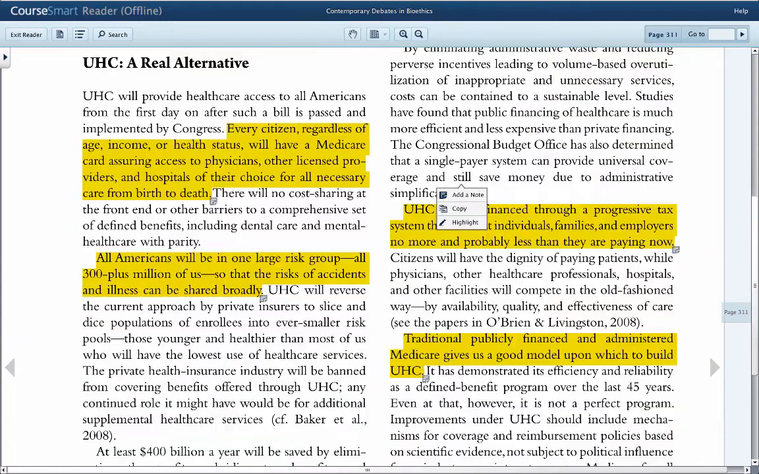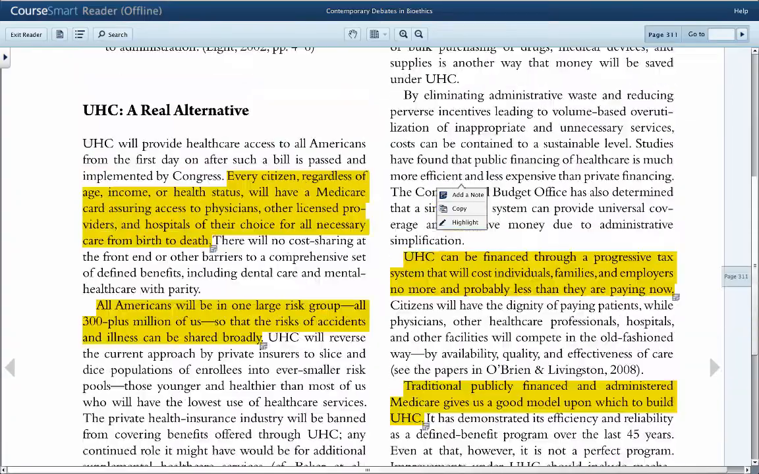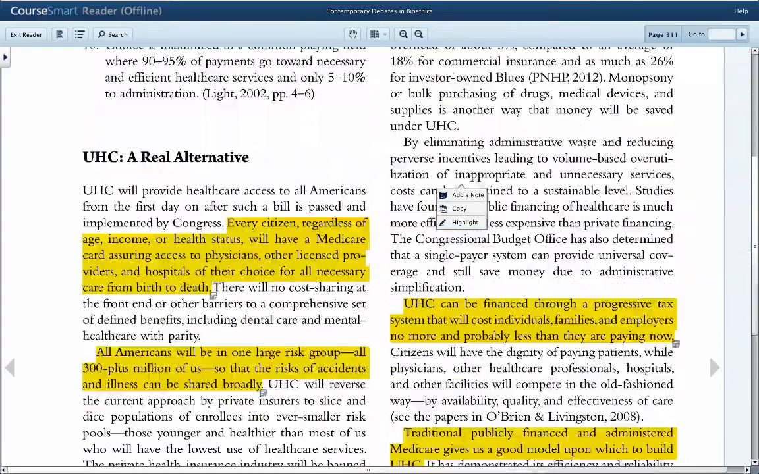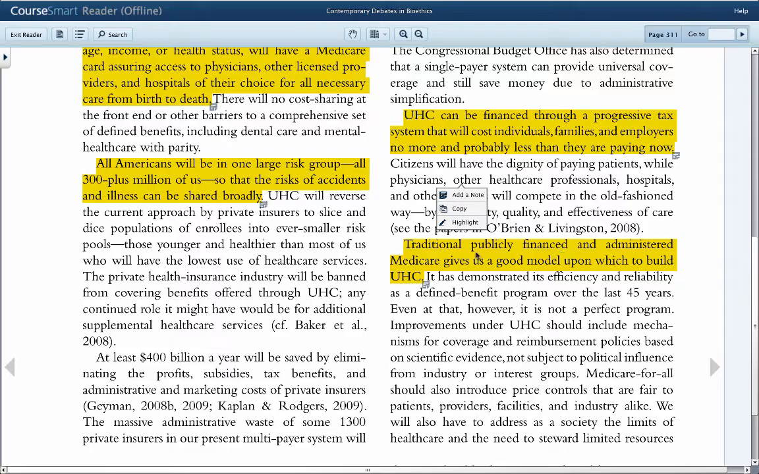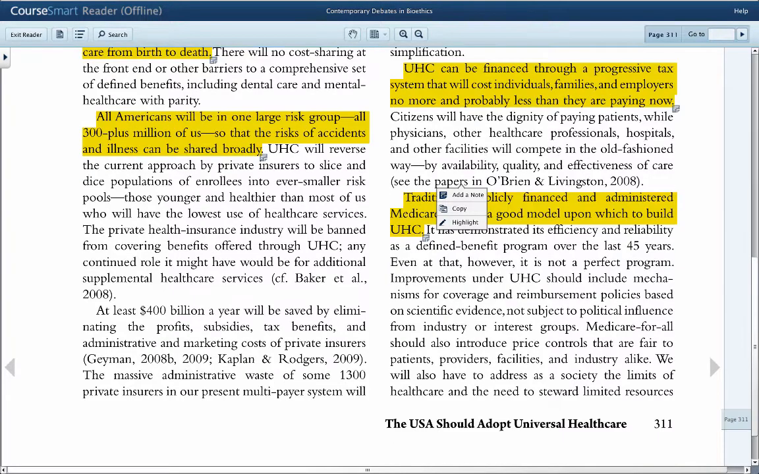So, universal health care. How is this a real alternative? The way he puts it, every citizen, regardless of age, income, or health status, will have a Medicare card assuring access to physicians, other licensed providers, and hospitals of their choice for all necessary care from birth to death. In this way, all Americans will be in one large risk group, so that the risks of accidents and illness can be shared broadly. The universal health care, he imagines, can be financed through a progressive tax system that will cost individuals, families, and employers no more and probably less than they are paying now. And he imagines traditional publicly financed and administered Medicare gives us a good model upon which to build universal health care.